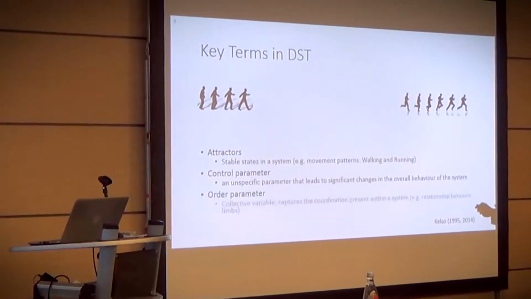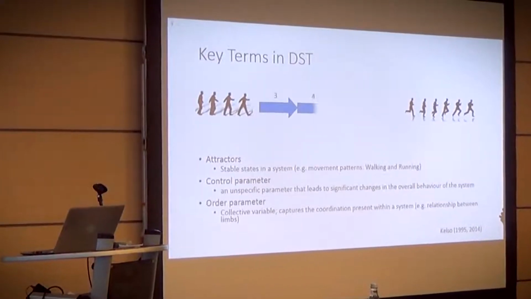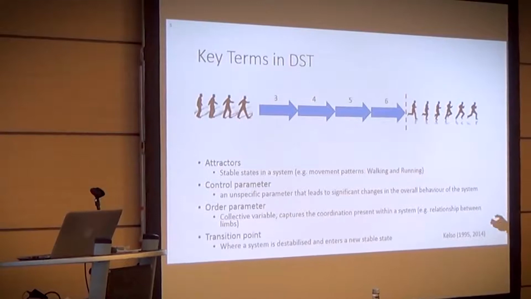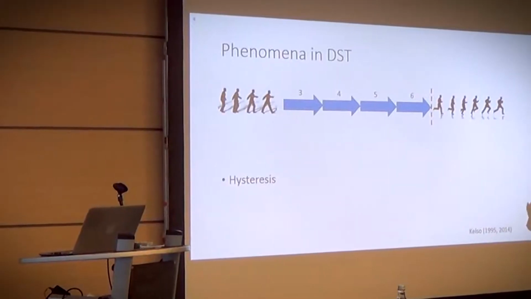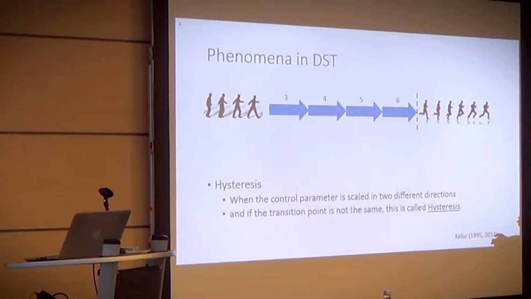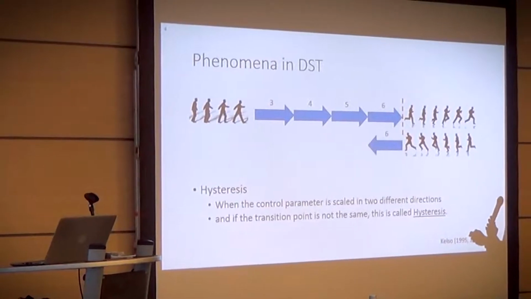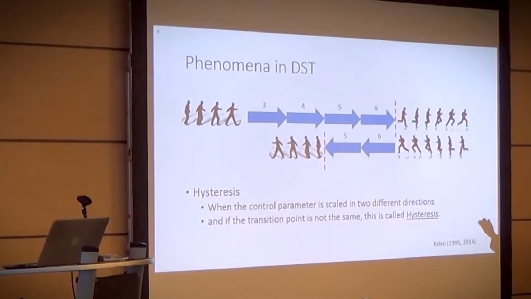When I increase the speed on a treadmill, from 3, 4, 5, 6, and then I see a change, that would be what we call a transition point, right? Something changes from there. Now, hysteresis works like this. As we increase and see a change from walk to run, and then we go the other way around, that means we reduce the speed from 6 to 5 to 4. But no, it changed much earlier. So there is this shift, this lag, this difference, and this difference here is what we call hysteresis.